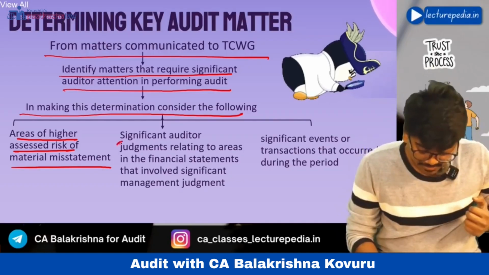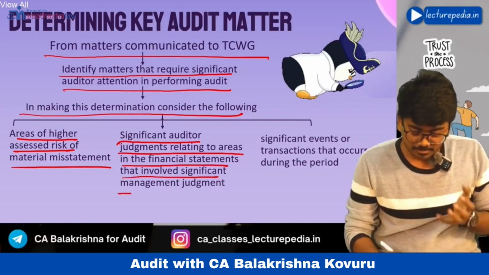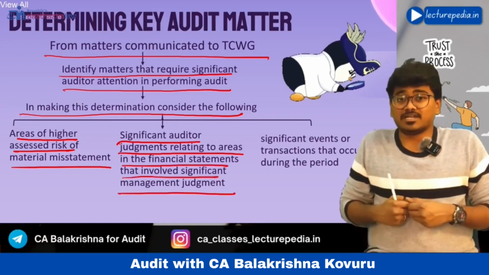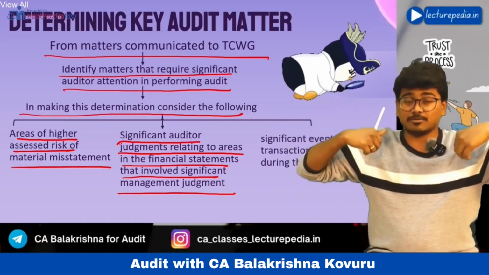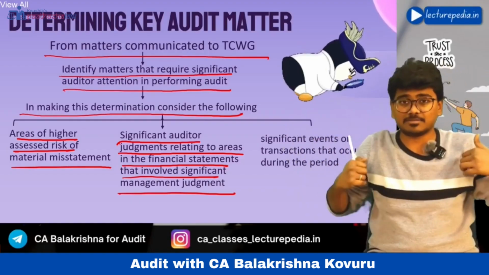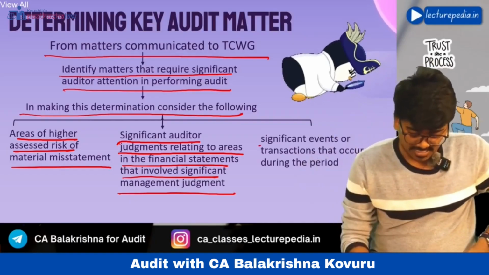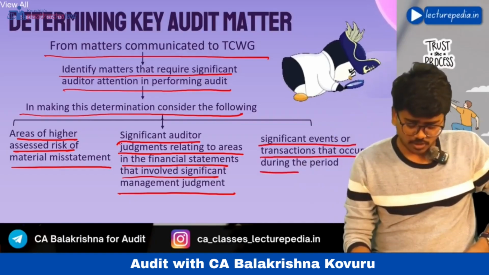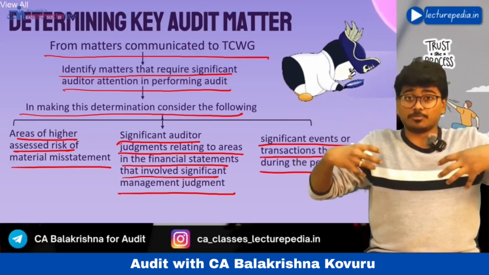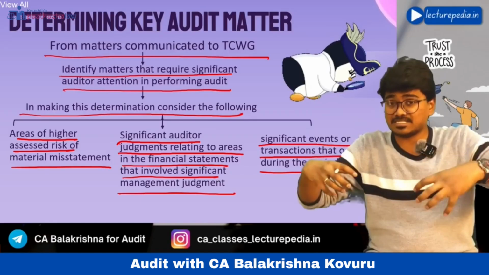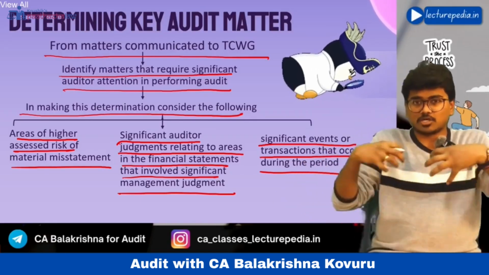Next, significant auditor judgment relating to areas in the financial statements that involve significant management judgment. If the auditor feels that for any particular item the auditor's judgment is required because management has applied their judgment, those items also the auditor will pick up. Next, significant events or transactions that occur during the period. The auditor will also pick up those items and events that are significant which have occurred during the year. All these the auditor will pick up.